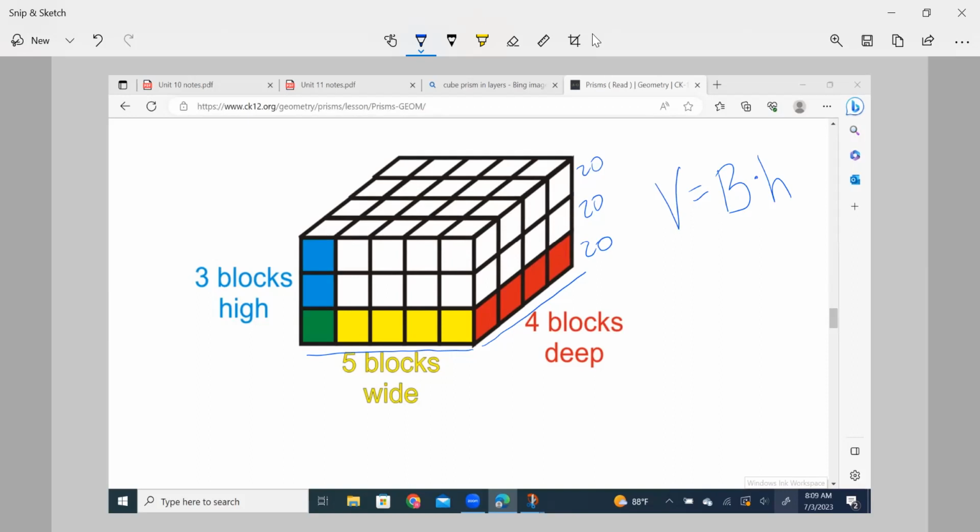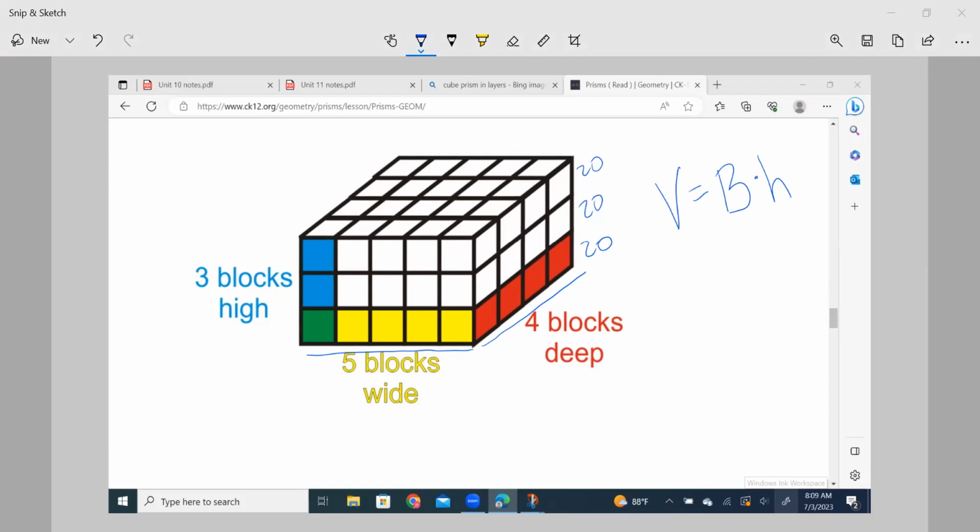So volume is going to be, remember, volume of a prism. Remember, a prism has the same base on top and bottom, and then the rest are rectangles. So the volume of a prism is going to be the area of the base times the height.